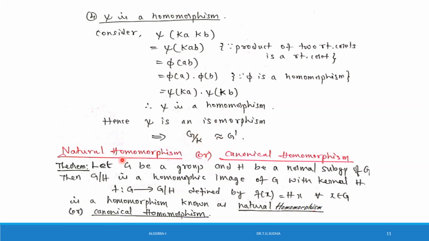Now let us move on to the natural homomorphism, which is also known as the canonical homomorphism. Let G be a group and H be its normal subgroup. Then G by H is a homomorphic image of G with kernel H. That is the mapping f from G to G by H defined by f of x is equal to Hx for all x belonging to G is a homomorphism, and it is known as the natural homomorphism, or sometimes it is also known as the canonical homomorphism.